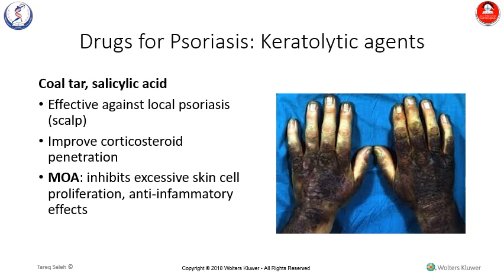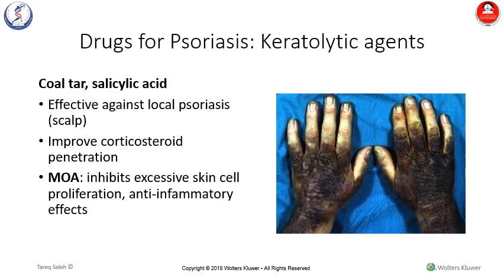In addition to vitamin A and vitamin D derivatives, several agents that are categorized as keratinolytic agents are also useful for the treatment of psoriasis, especially local lesions or local plaques of psoriasis. These keratinolytic agents, such as coal tar and salicylic acid, are effective for the treatment of localized psoriasis, especially that involving the scalp. These agents improve corticosteroid preparation.